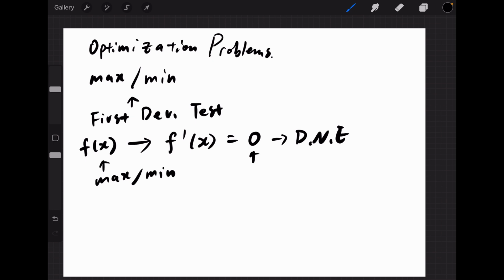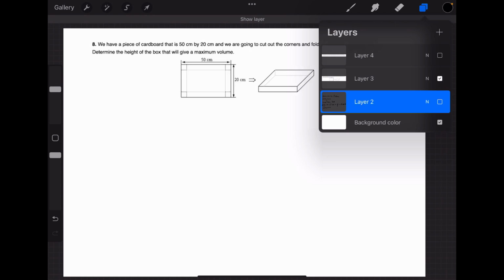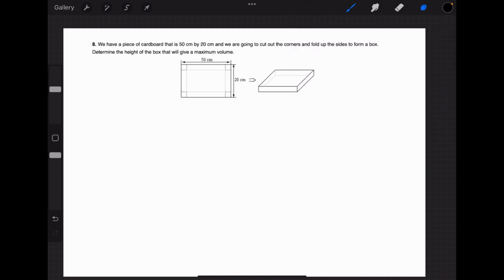Alright, so let's begin to work through a few example problems. The first one: we have a piece of cardboard that is 50 centimeters by 20 centimeters, and we're going to cut out the corners and fold up the sides to form a box. Determine the height of the box that gives the maximum volume.